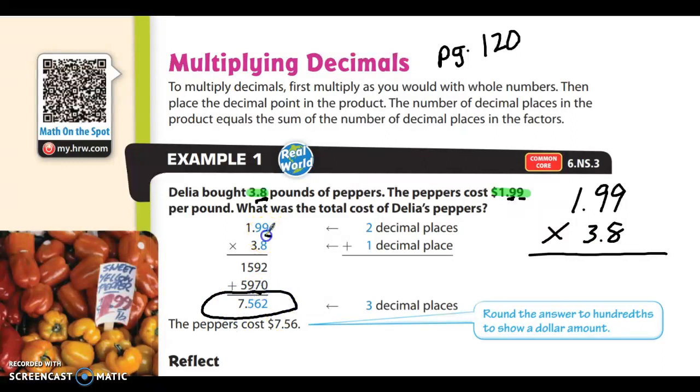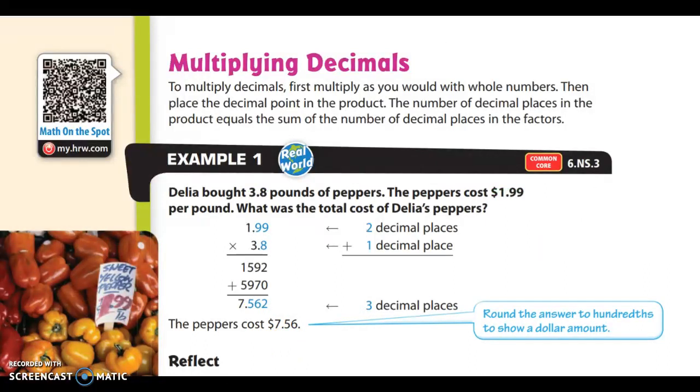But then you count 1, 2, 3. That's a total of 3 decimal places. So then from the right, we move it over 1, 2, 3 spots. Now this one needs to get rounded because it's a money problem, but technically that's where the decimal goes. So let's go practice that at the bottom of the page.